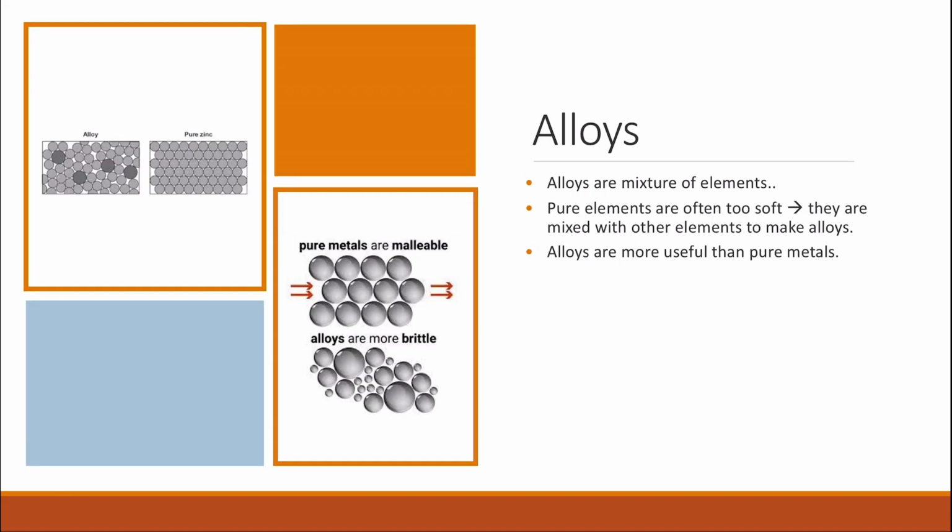So what about alloys? What is the difference between metals and alloys? Alloys consist of a mixture of elements. One of these elements must be a metal. So it could be a pure metal with another metal, so either two or more metals, or a metal with another element.